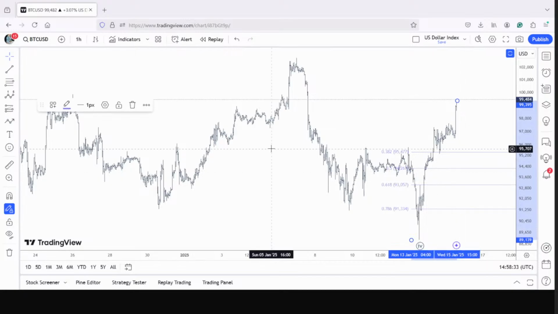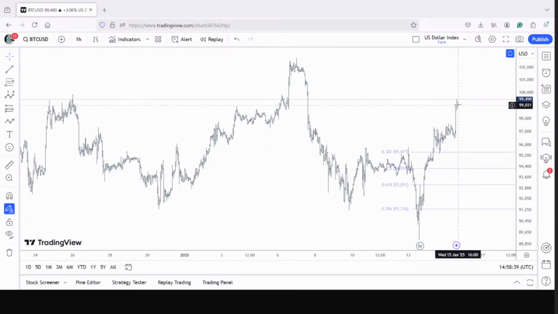Ladies and gents, this is technical analysis. No emotional trading is going to work. We've got to act according to the price action. It looks like it's running away right now, but we've got to hold our nerves. This is not the price to buy.